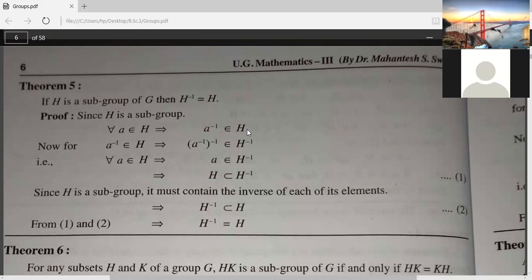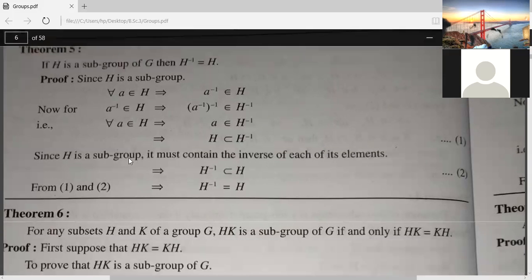Here, if you take A inverse belongs to H, which implies, taking inverse on both sides, you will get A belongs to H inverse. Now you see, you have taken A belongs to H, and the same A also belongs to H inverse. Now, what can we say? H is a subset of H inverse, because A belongs to H implies A belongs to H inverse. Now here you see H is a subgroup. It must contain the inverse of each of its elements. Therefore, you are writing here H inverse is a subset of H. Now you see, number 1, H is a subset of H inverse, and H inverse is a subset of H.